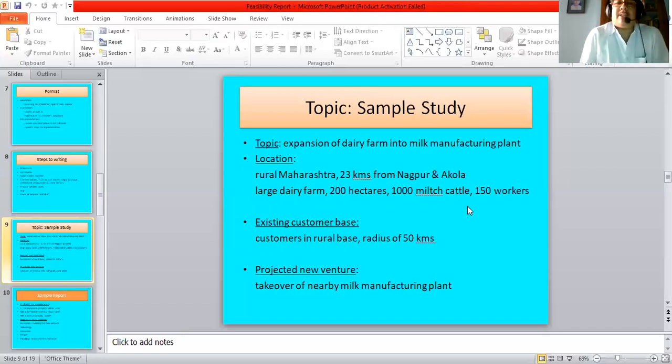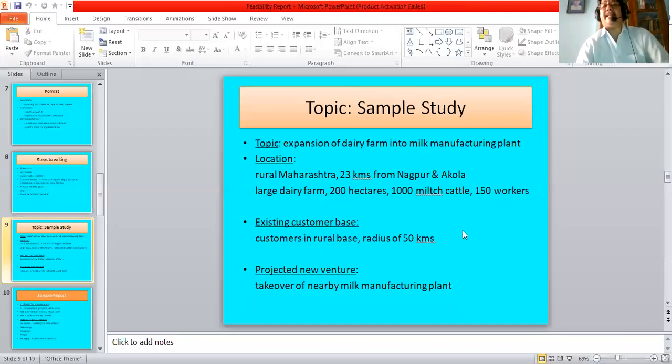Now, the projected new venture is really the takeover of a nearby milk manufacturing plant. So it's not as if the owners of this dairy farm were trying to transform it overnight into a milk manufacturing plant. For that, there is already an existing milk manufacturing plant nearby, which the management of the dairy farm is buying. So it will convert that plant to its own purposes, adapt it into their own business, and they will still retain the dairy farm, but they will convert the proceeds into a milk manufacturing plant by using full-fledged machinery.